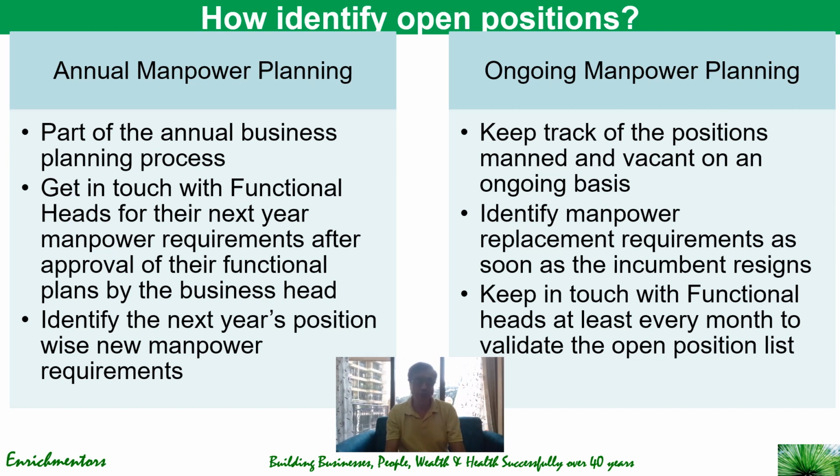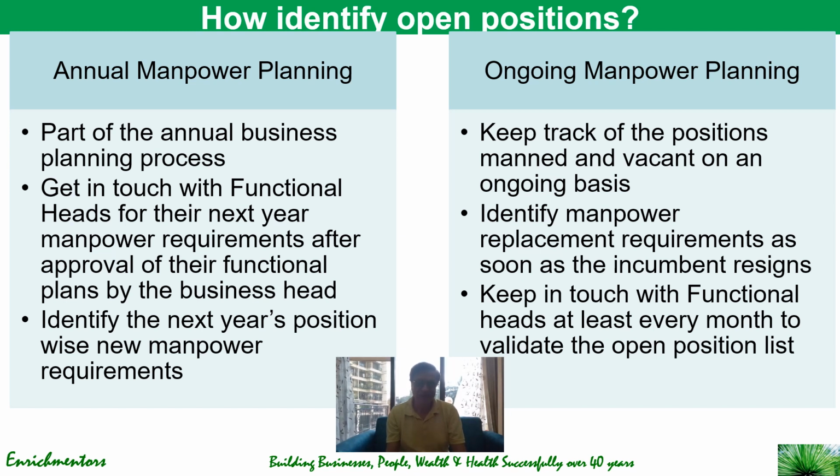Every year you would plan the business, and HR, being one of the functions, would also plan with the help of other functions in the business what the manpower requirements are for the coming years, including this year as well as next year. And for this, you get in touch with the functional heads for their next year manpower requirements, after approval of their functional plans by the business head. So the whole business planning cycle works in which the functional heads present their plans and the business head approves them.